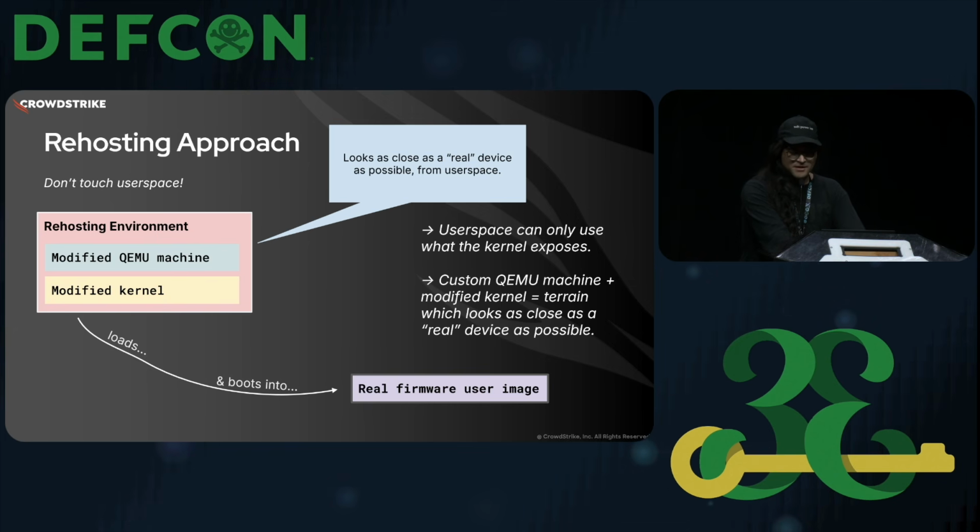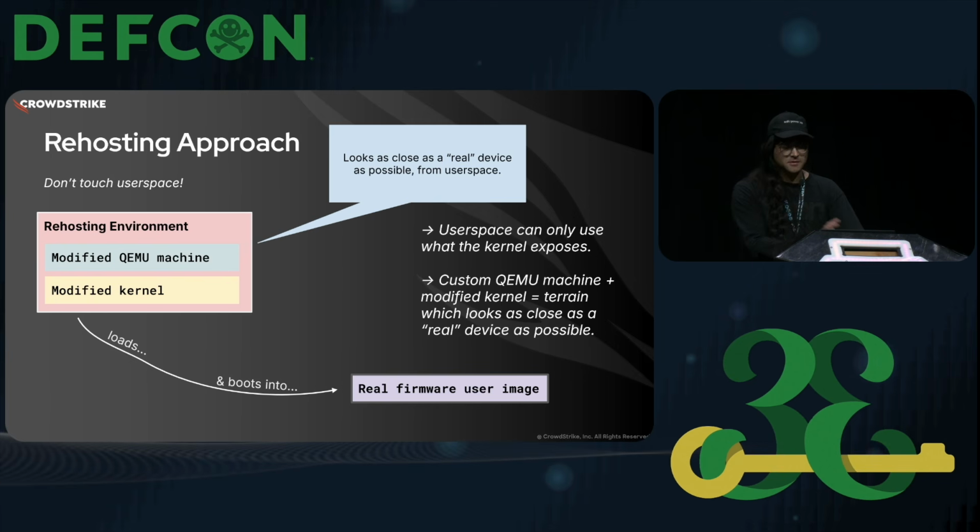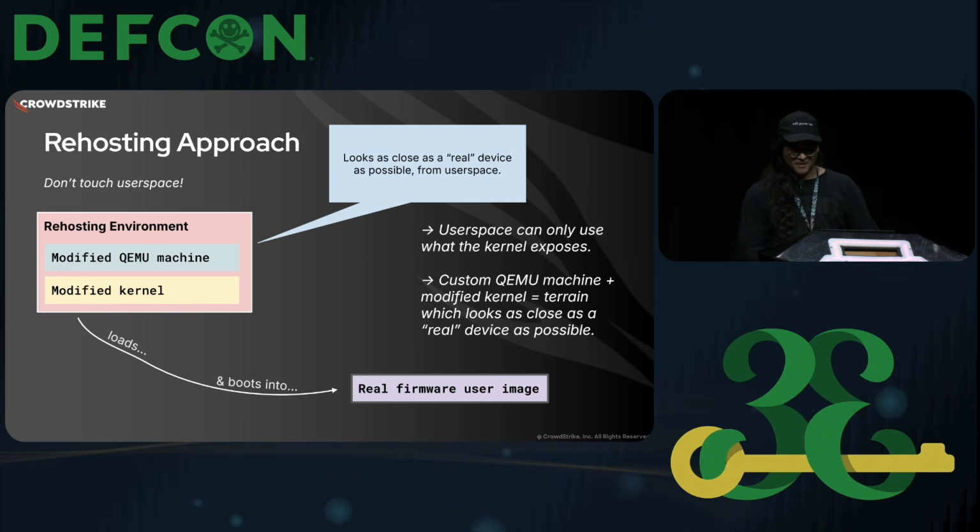User space can only interact with what the kernel gives it, and the rehosting approach means we can make loads of changes in the kernel, and create a rehosting environment for it. The idea is we build a kernel for a particular QEMU machine with a compatible architecture, and then modify the kernel to create an environment which looks as close to a real device as possible from the perspective of user space. Then we can tweak the kernel and the QEMU machine, adding peripherals and hardware whenever we need to.